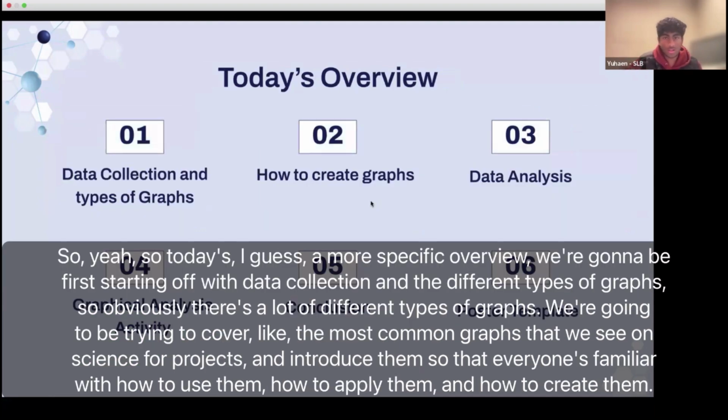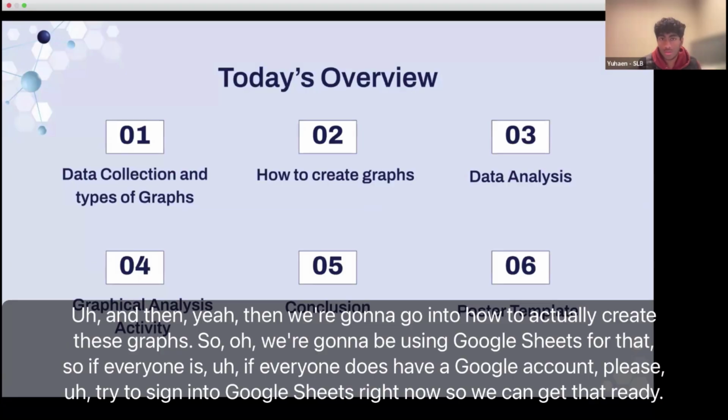So today's, I guess, a more specific overview. We're going to be first starting off with data collection and the different types of graphs. So obviously there's a lot of different types of graphs. We're going to try to cover the most common graphs that we see on science fair projects and introduce them so that everyone's familiar with how to use them, how to apply them, and how to create them. And then we're gonna go into how to actually create these graphs. So we're gonna be using Google Sheets for that.